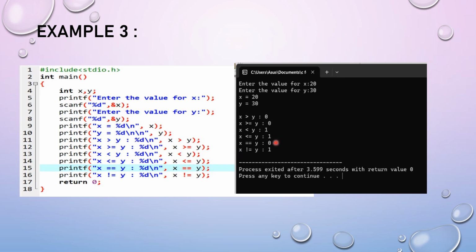Equals to, no, so that is false, that is 0. x not equals to y, 1. Okay, because they both are not equal. Okay, so I hope you understood this code. This is the way of writing the code. हम एक कोड को अलग अलग इससे भी लिख सकते हैं. Okay, so I think that's it for today.